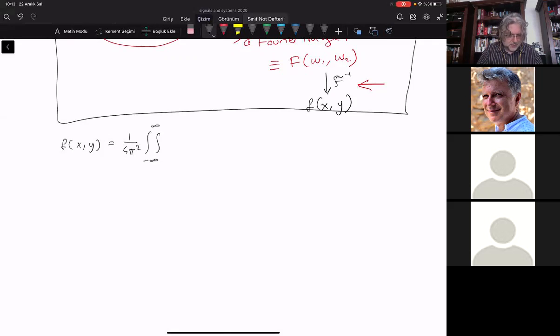So I'm writing down the formula, capital F omega e to the j omega 1 x plus omega 2 y d omega 1 d omega 2. I'm more used to this capital omega notation because this is the continuous time Fourier transform and inverse Fourier transform, but we can also write it like this anyway.